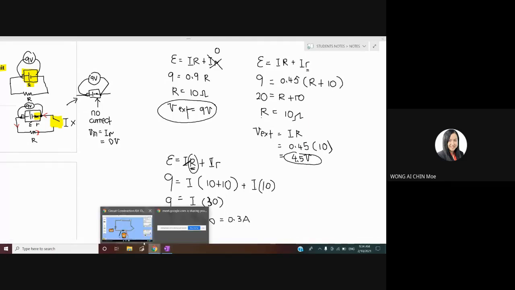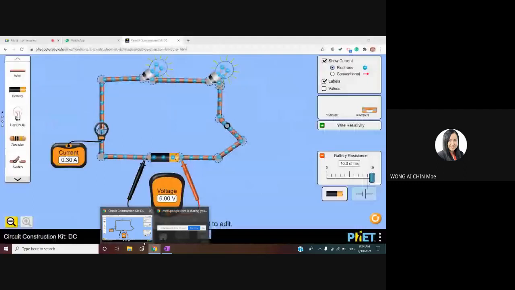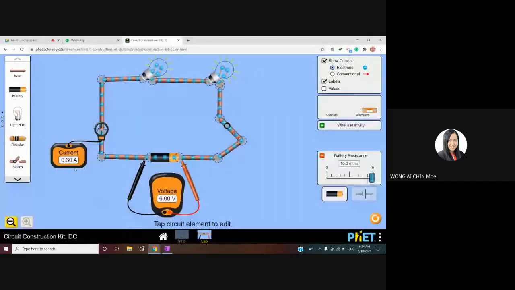We check whether it is correct or not. Yes, 0.3. Okay, so we get 0.3. This one you can understand.